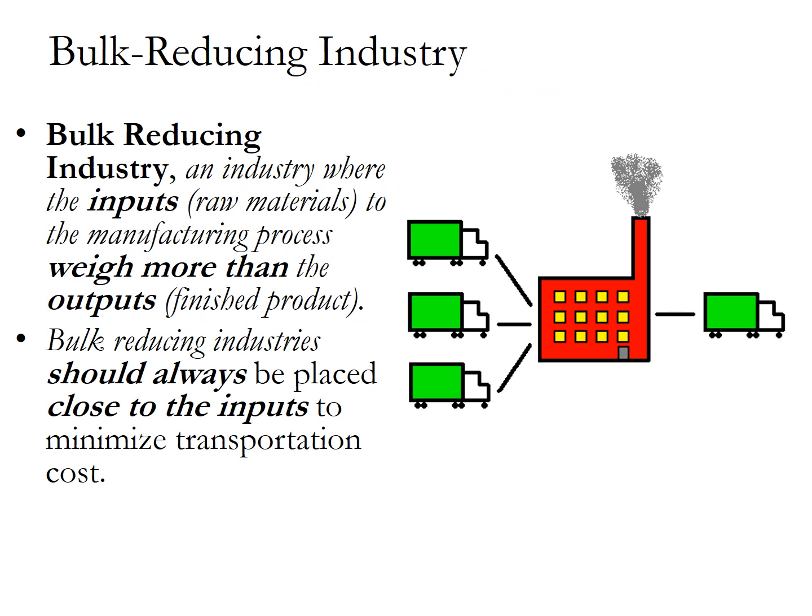So the first type of industry we're going to talk about are bulk reducing industries. Bulk reducing industries are where the inputs weigh more than the outputs. We are bulk reducing. We are cutting down in weight with the finished product. Bulk reducing industries should always be placed close to their inputs. Let me give you an example, and you see it in the picture.